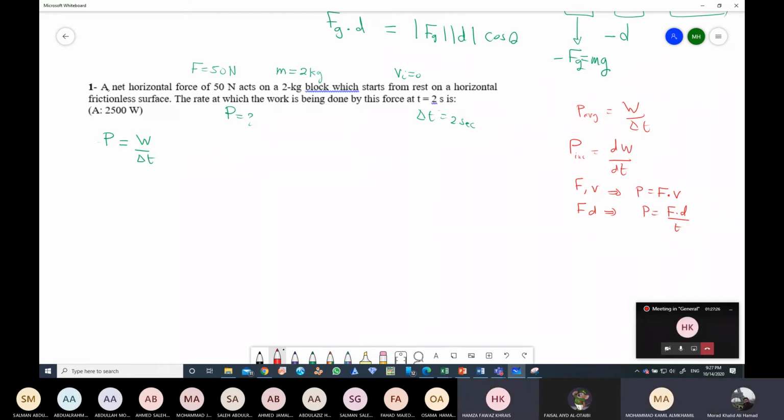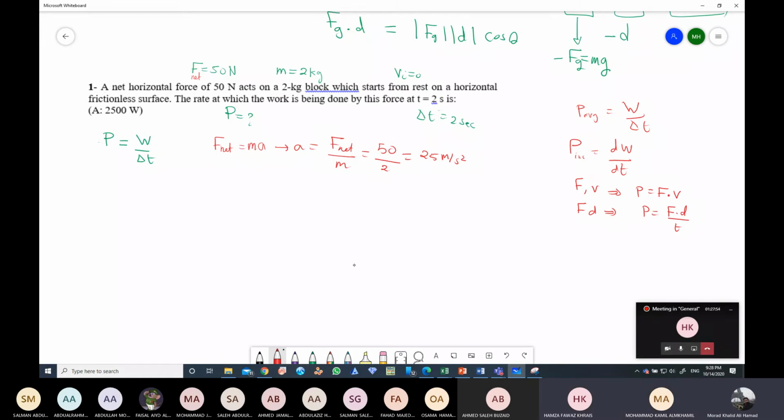We can find the acceleration. Yes, from where? And velocity. From F net equals MA. So A is equal to F net over M, which is equal to 50 over 2, or 25 meters per second squared. I found the acceleration.